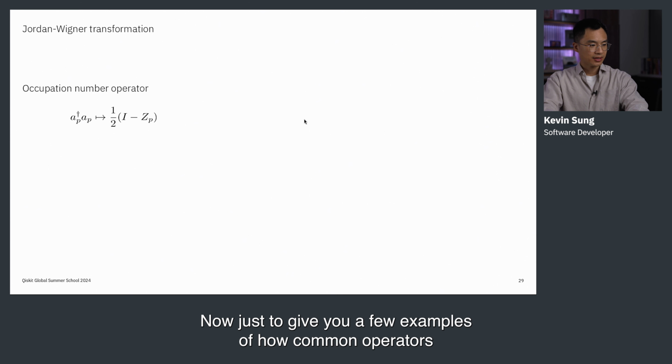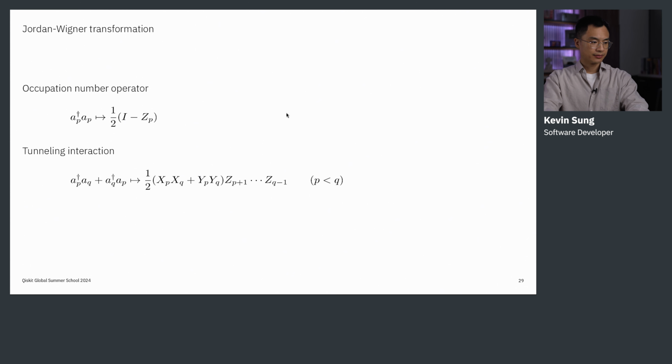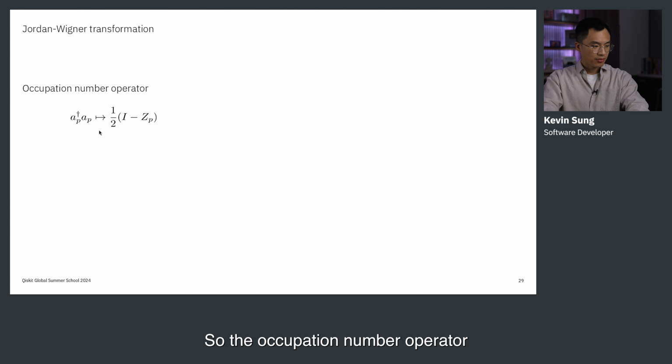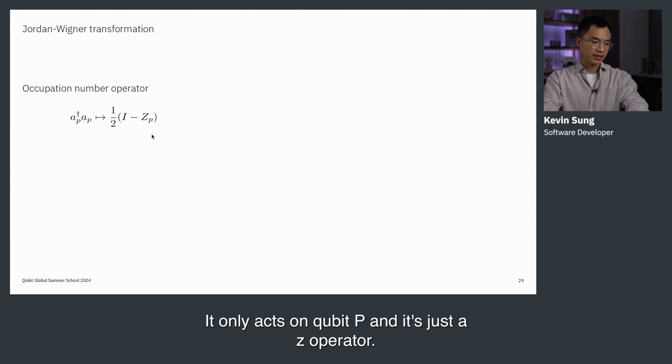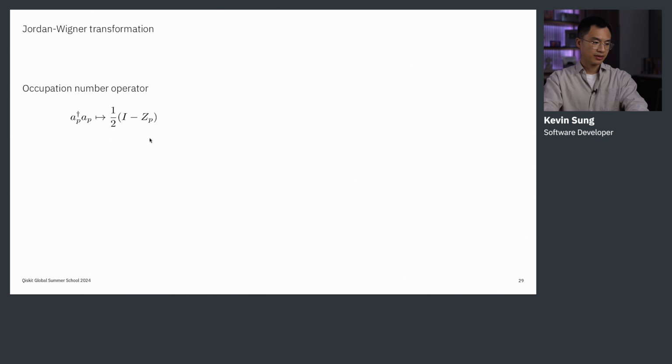Now, just to give you a few examples of how common operators map under the Jordan-Wigner transformation. So the occupation number operator maps to just basically a single qubit Z operator. So this operator is local. It only acts on qubit P, and it's just a Z operator. It's shifted and scaled, but it's just a Z operator.